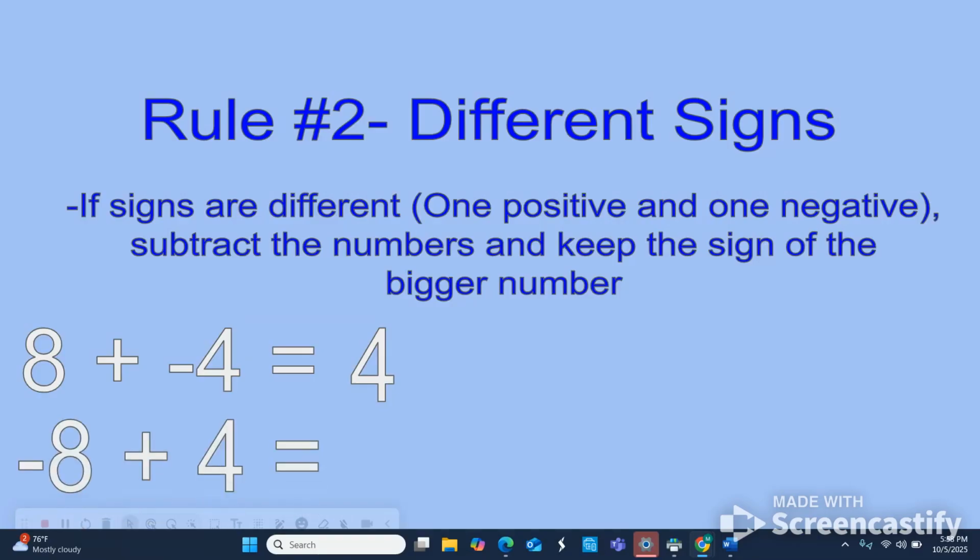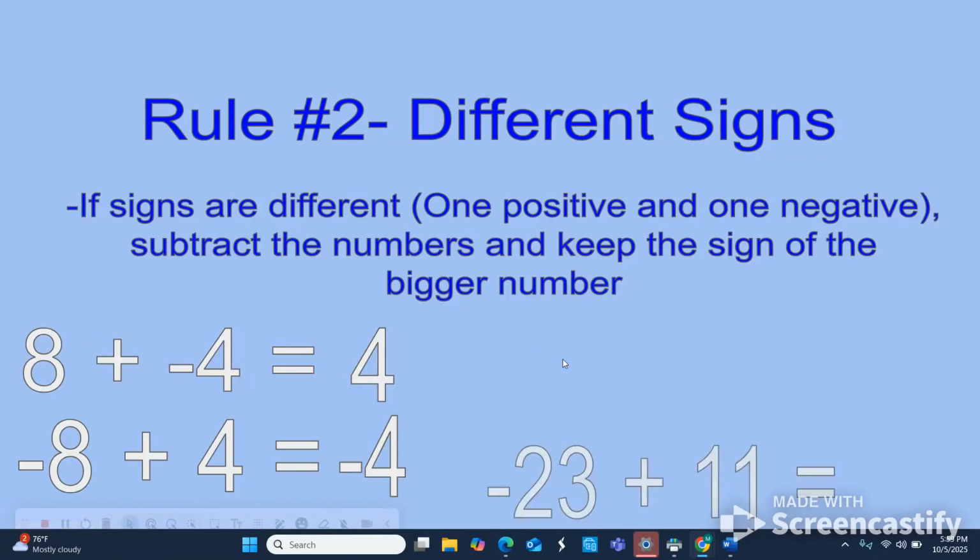And if I flip that sign to negative 8 plus 4, signs are different, so I'm going to subtract to get a 4. But this time the negative's bigger. So negative 8 plus 4, when I put them together, becomes a negative 4. Because you subtract the numbers if the signs are different, keep the sign of the bigger number. Because that means I'm going left 8, right 4. I'm going left farther than I'm going right. So negative 8 plus 4 is negative 4.